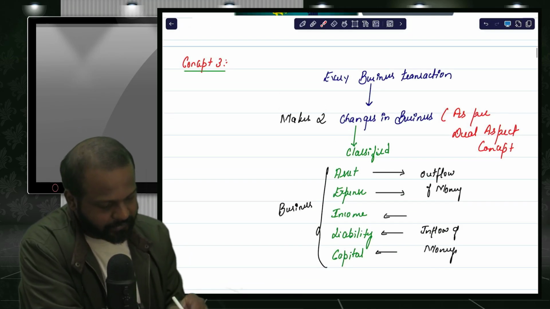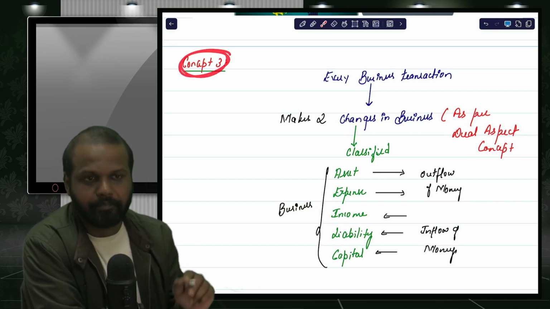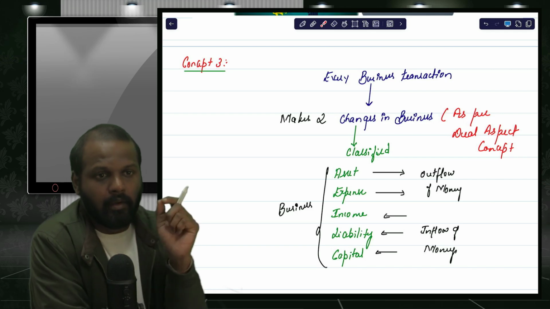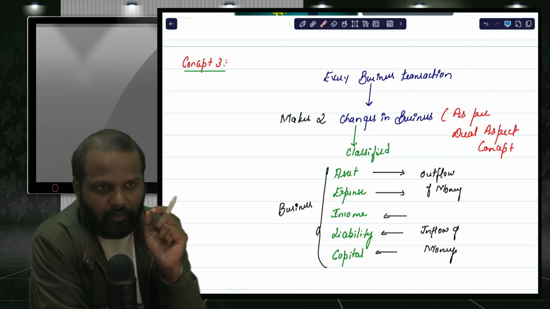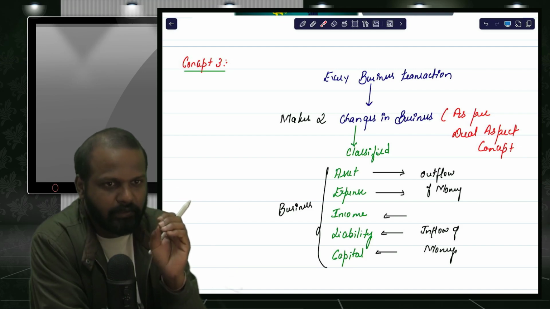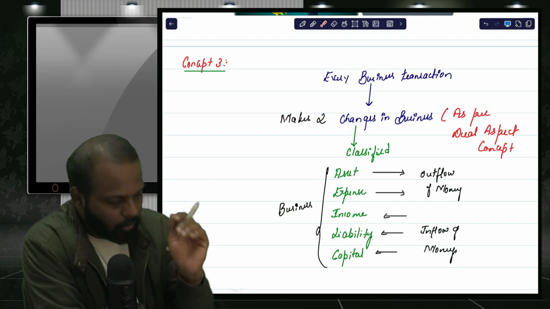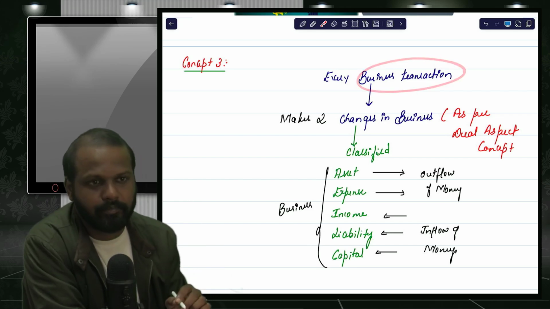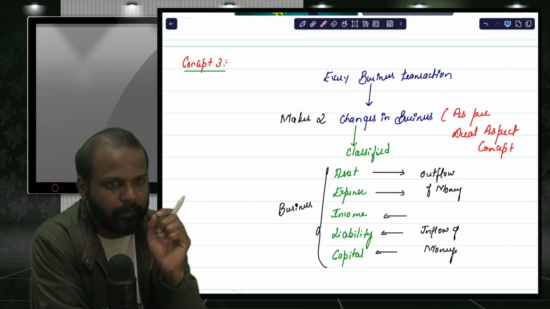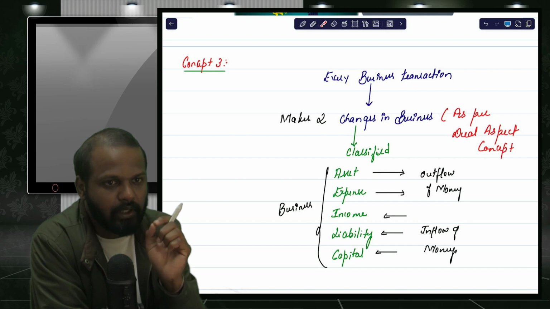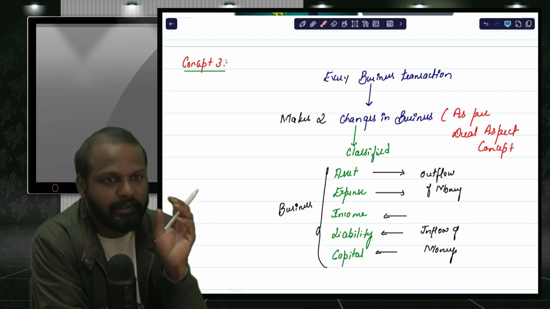So now we are going to discuss concept number 3. In the previous lecture we discussed that all those business informations which are measurable in terms of money are called business transactions. Those informations related to business and which are measurable in terms of money are called business transactions.